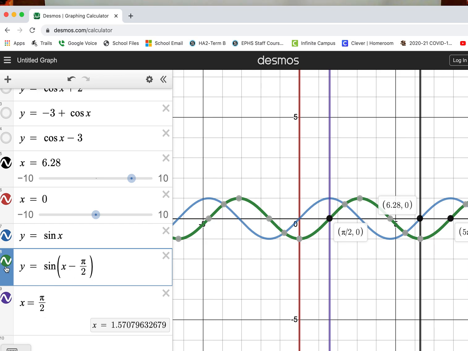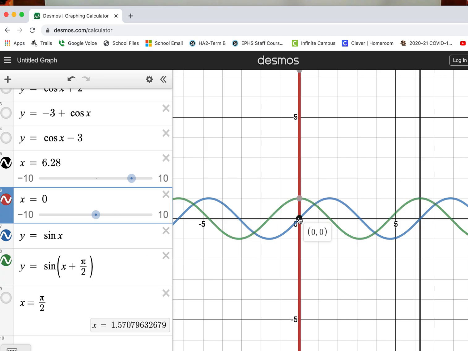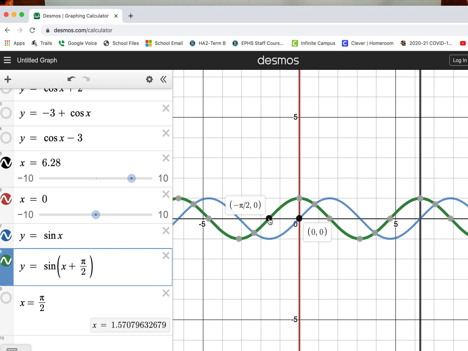So you can kind of see how it's shifted pi over 2 to the right. If I change this to a plus pi over 2, it would shift pi over 2 to the left. So this point, the starting point of 0, 0, is now at negative pi over 2, 0. It's moved pi over 2 to the left.